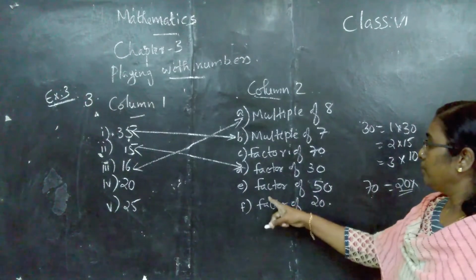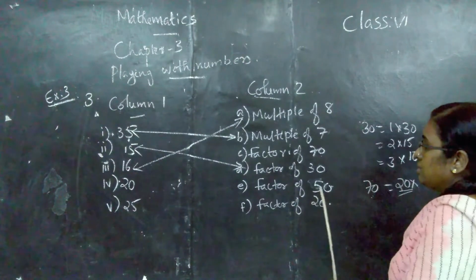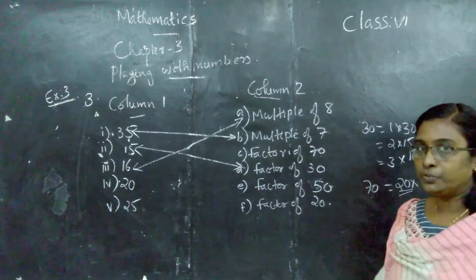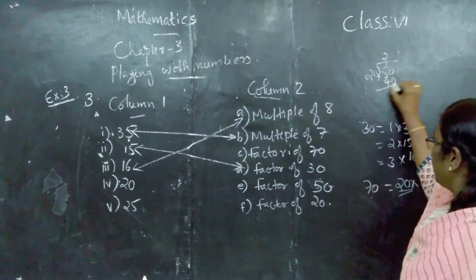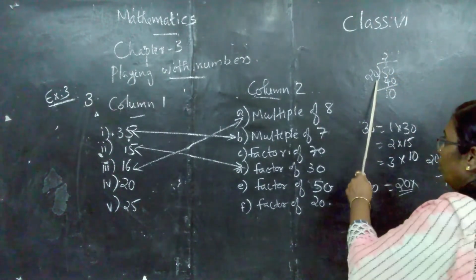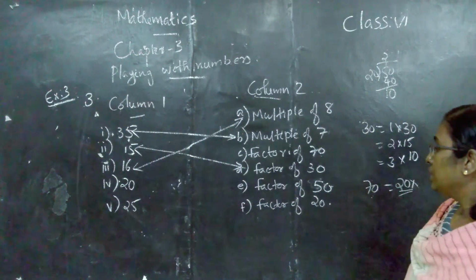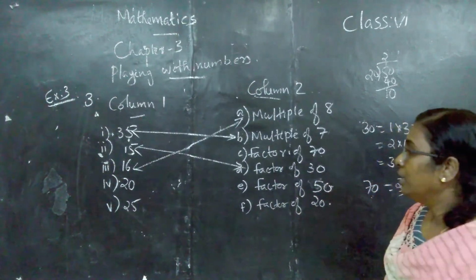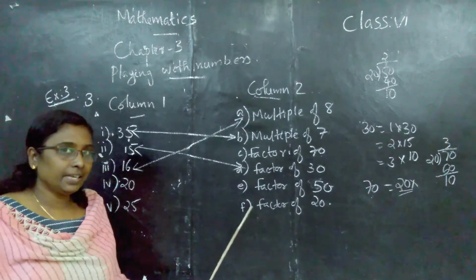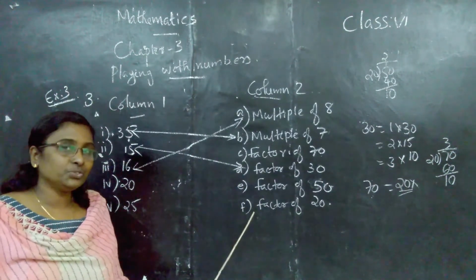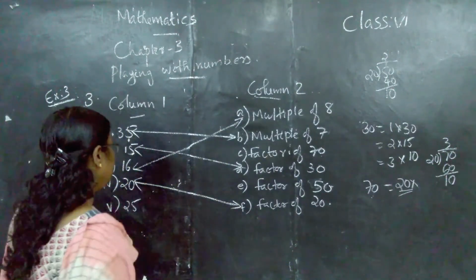So, come to the next one, factor of 50. Is 20 an exact divisor of 50? 50 divided by 20 is 2 times 40, and the remainder is 10. So, 20 is not an exact divisor, so it is not a factor. Then, factor of 20. 20 is a factor of 20. We studied that every number is a factor of itself. Therefore, 20 is a factor of 20.